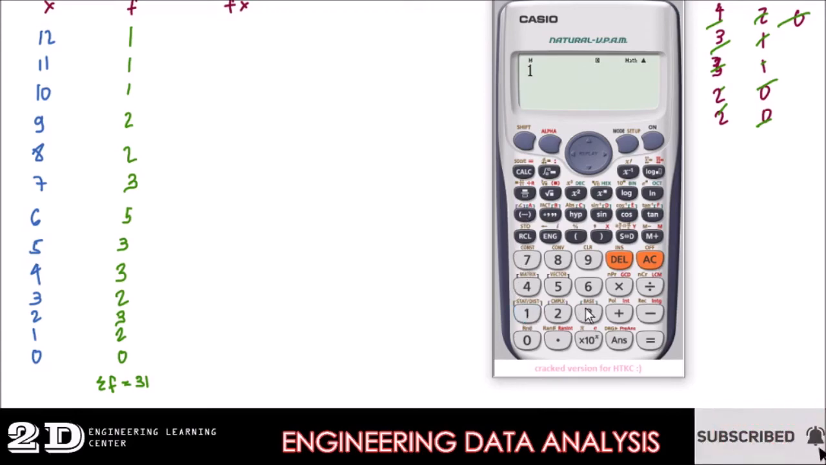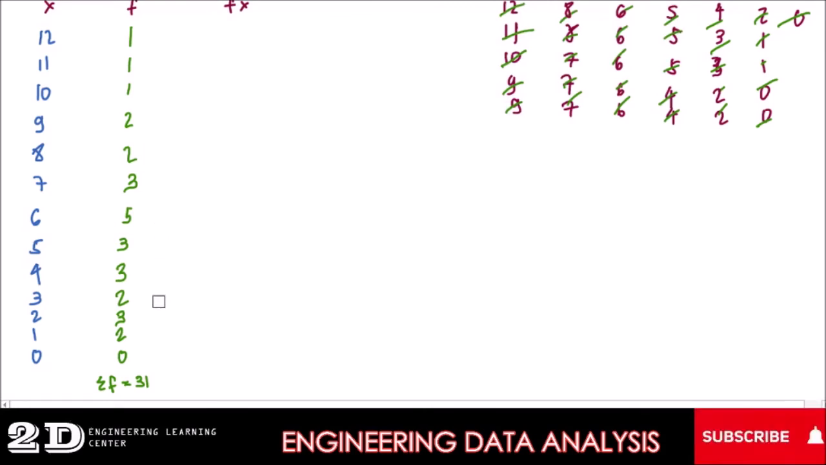So we have 1 plus 1 plus 1 plus 2 plus 2 plus 3 plus 5 plus 3 plus 3 plus 2 plus 3, so this one is 3, not 0. Okay, so plus 2 plus 3, I believe we have 31, so we have now 31. So this is not 3, and this is not 0, but that is 3.